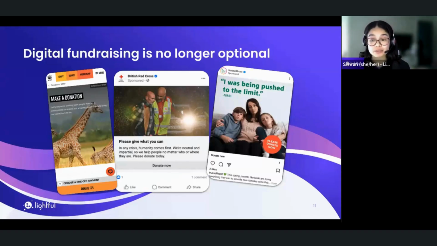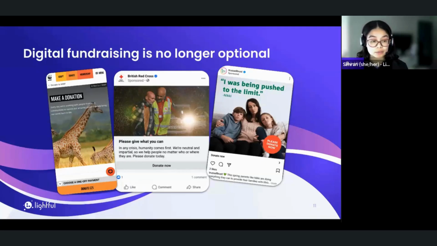Supporters expect to be able to connect and give online. If your organization isn't meeting them where they are, on their phones, laptops, and their social media feeds, then you really do risk missing out on donations and engagement. Digital tools also let you reach far beyond your immediate community. So instead of relying only on local events or mail campaigns, you can connect with supporters across the country or even around the world.